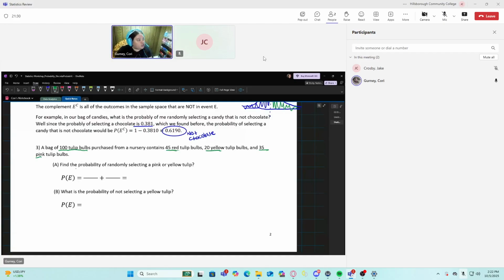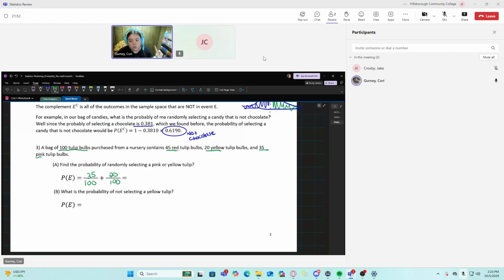So the first question is asking if you are randomly selecting a pink or yellow, what would be the probability? So we start with pink and we're doing the 35 pink tulips out of 100. And then we also have the yellow, 20 out of 100.